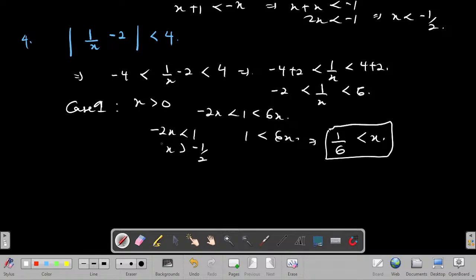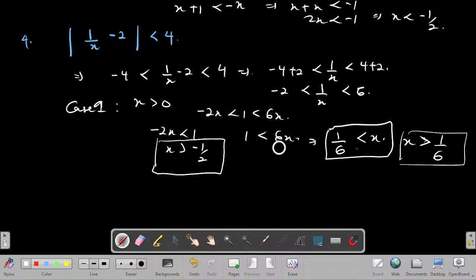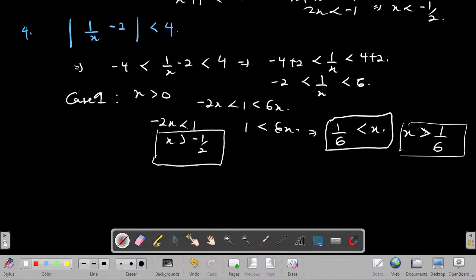So please, you do some kind of analysis. You don't just write the answers and you are done. X itself is greater than negative half. And here too, please, when I rewrite this, it's the same as x is greater than 1 over 6. So if you are telling me that x is greater than negative half and x is greater than 1 over 6, I don't know if you're getting it. Meaning these answers can be merged.